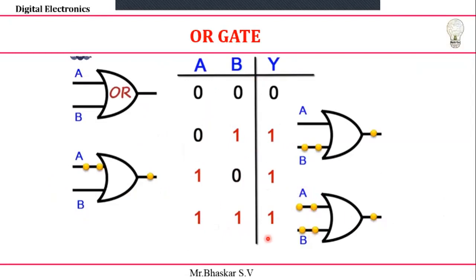So what I can conclude from the OR gate truth table is, if both my inputs are 0, 0, then only my output is 0. In all the remaining cases my output will be 1. Keep in mind, if both the inputs are 0, 0, then only the output is 0, and in all the remaining cases the output is 1.